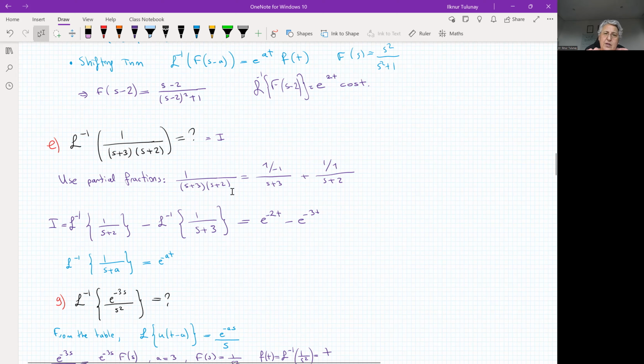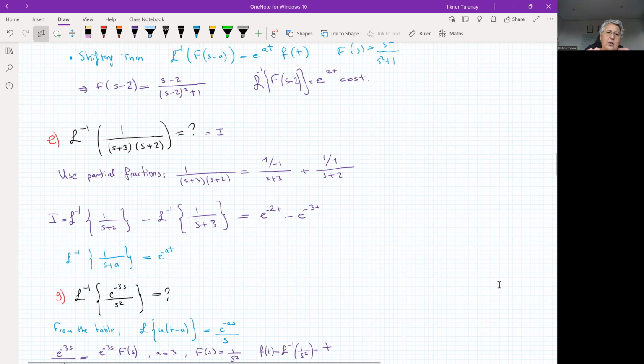So this can be written in this form. By using the linearity, we can split. Then we can calculate this bit and this bit. By using the table, the table says that 1 over s minus a is e^{at}. So a here will be minus 2, so e to the minus 2t, and minus is this minus. 1 over s plus 3 will be a equal to minus 3, exponential minus 3t, which is that guy. Yeah, clear?